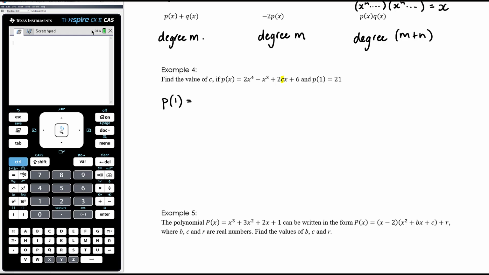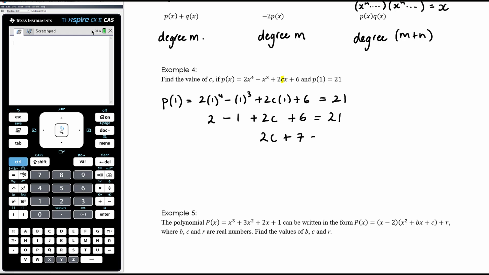So p of 1 means getting 2 times 1 to the power of 4 minus 1 cubed plus 2c times 1 plus 6, and we know that has to equal 21. So we can solve this equation for c. 1 to the power of 4 is just 1, so this is 2 times 1 minus 1 plus 2c plus 6 equals 21. Alright, 2 minus 1 is 1, and plus 6 is 7. If we take away 7, we get 2c equals 14, and divide both sides by 2, we get c equals 7.